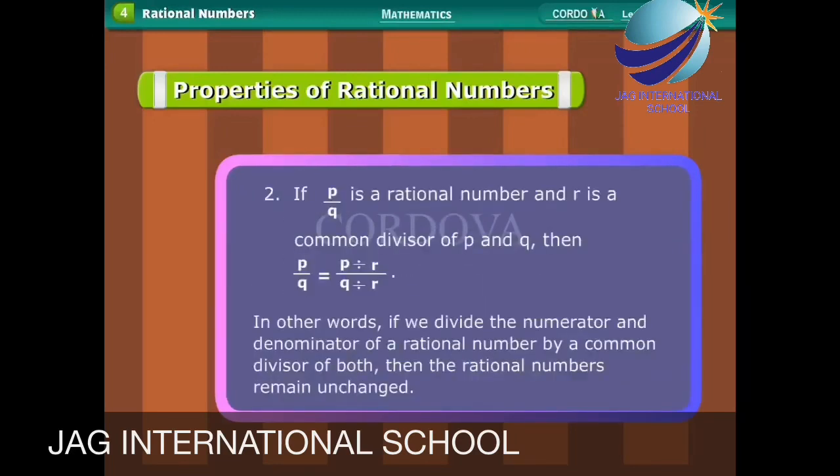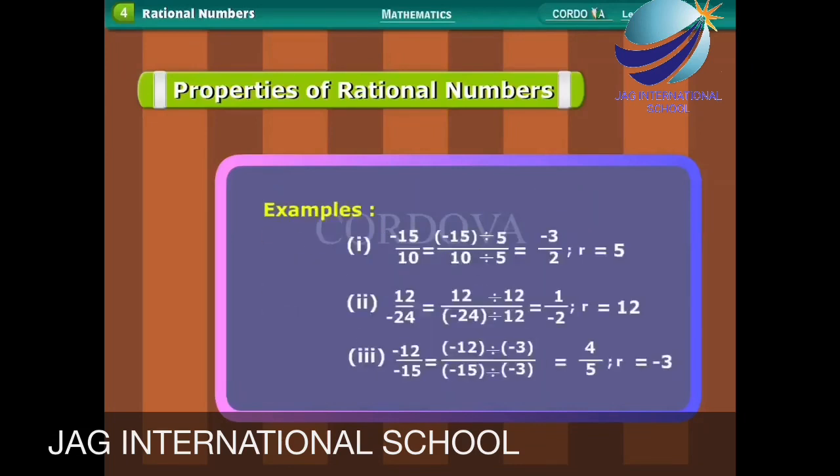If P upon Q is a rational number and R is a common divisor of P and Q, then P upon Q is equal to P divided by R upon Q divided by R. In other words, if we divide the numerator and denominator of a rational number by a common divisor of both, then the rational number remains unchanged. Examples: minus 15 upon 10 is equal to minus 15 divided by 5 upon 10 divided by 5, which is equal to minus 3 upon 2. R is equal to 5.